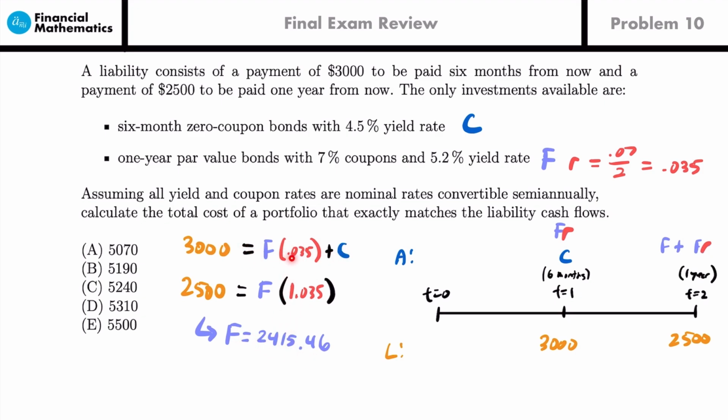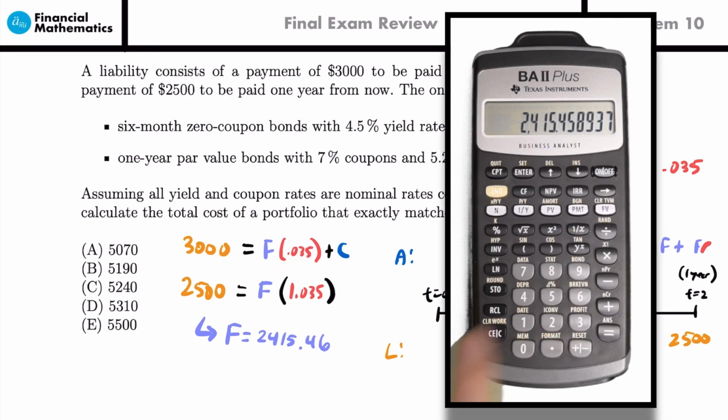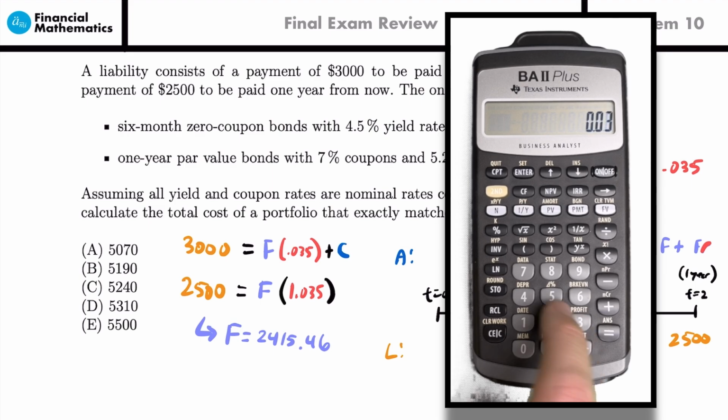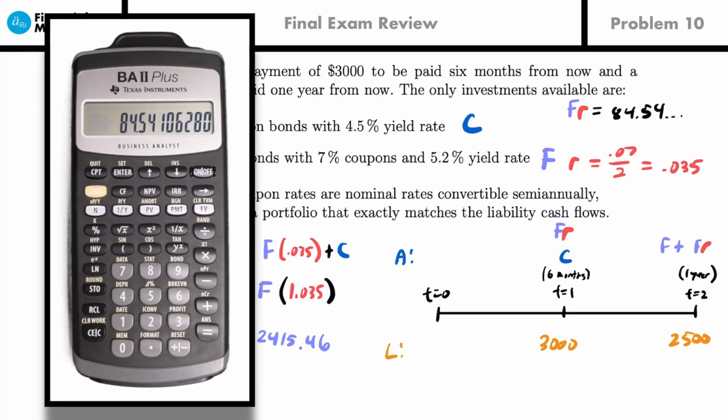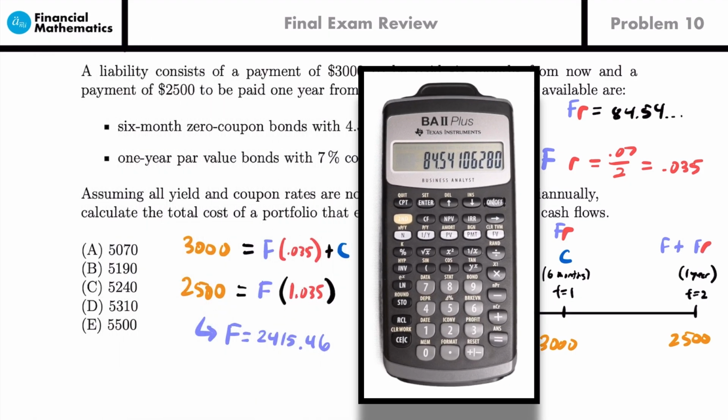And now that we know that, we can plug that into this equation to solve for C. We can multiply it by 0.035 and subtract it from 3,000. So let's do that. Let's multiply by 0.035, it equals, and we want to subtract that from 3,000. By the way, that's also the amount of the coupon. So I'm just going to write that to the side here. We now know that F times R is equal to 84.54 and some more decimals. But anyway, we want to subtract that from 3,000.